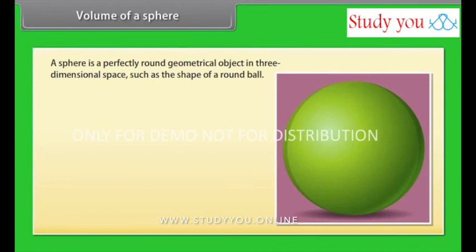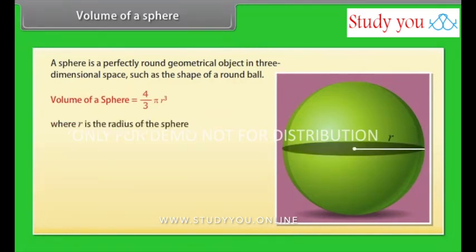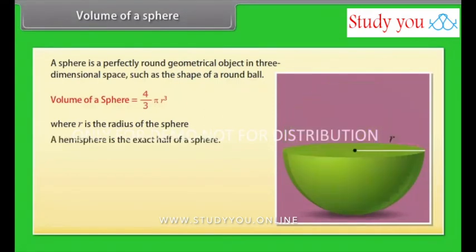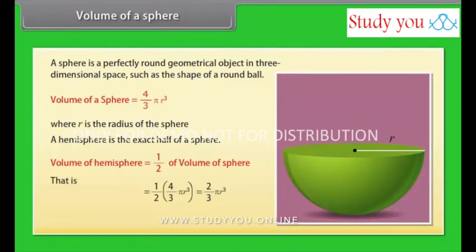Volume of a sphere. A sphere is a perfectly round geometrical object in three-dimensional space, such as the shape of a round ball. The volume of a sphere is given by 4 upon 3 pi r cube, where r is the radius of the sphere. A hemisphere is the exact half of a sphere, and its volume is the half of the volume of a sphere. That is, the volume of a hemisphere is 1 upon 2 into 4 upon 3 into pi r cube, which is equal to 2 upon 3 pi r cube, where r is the radius.